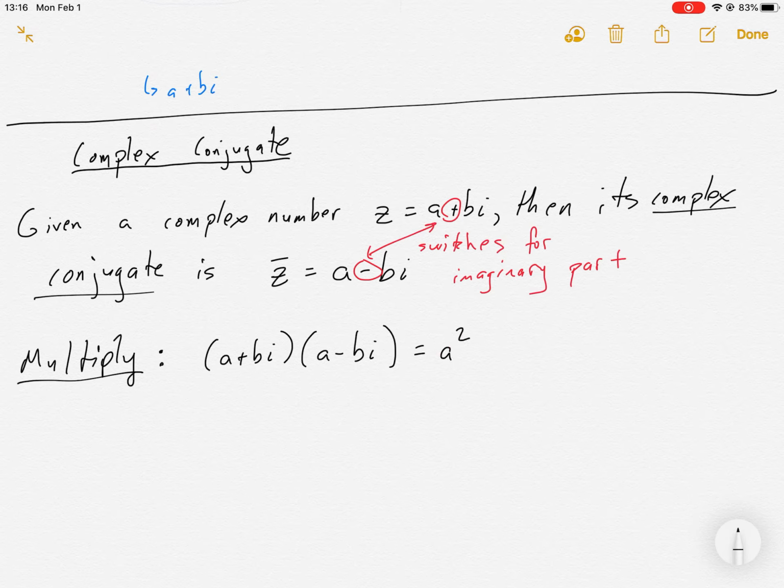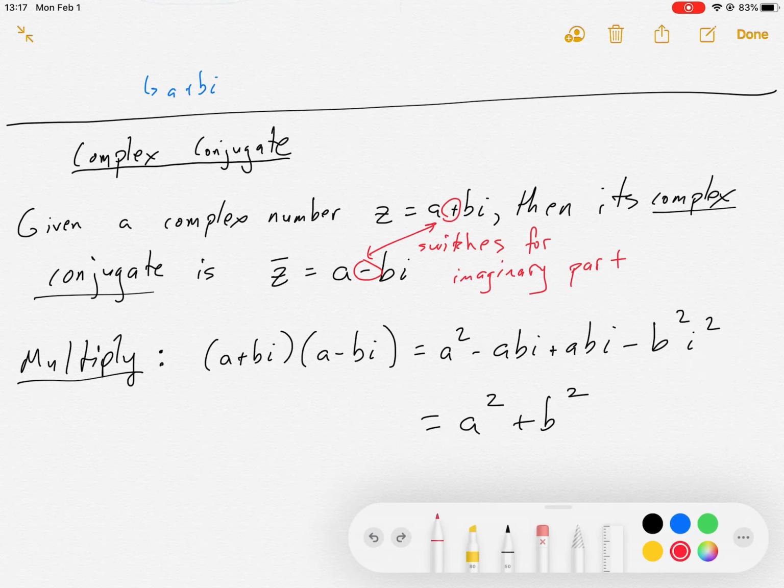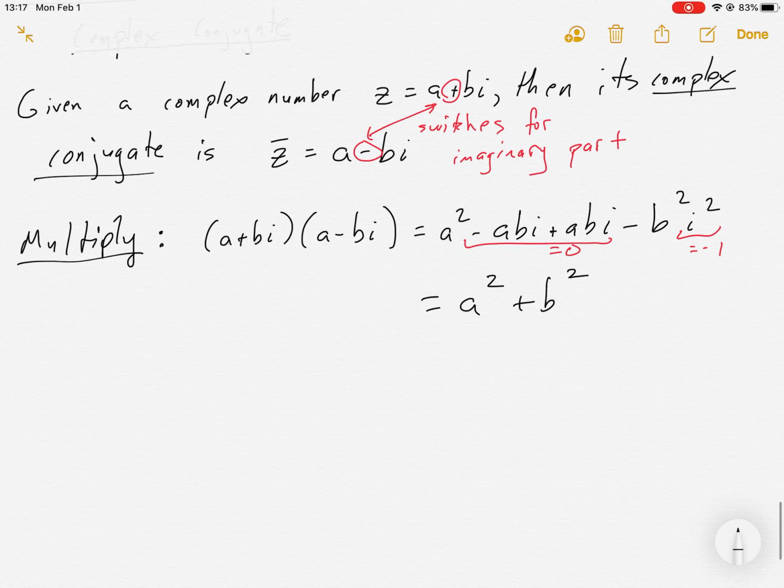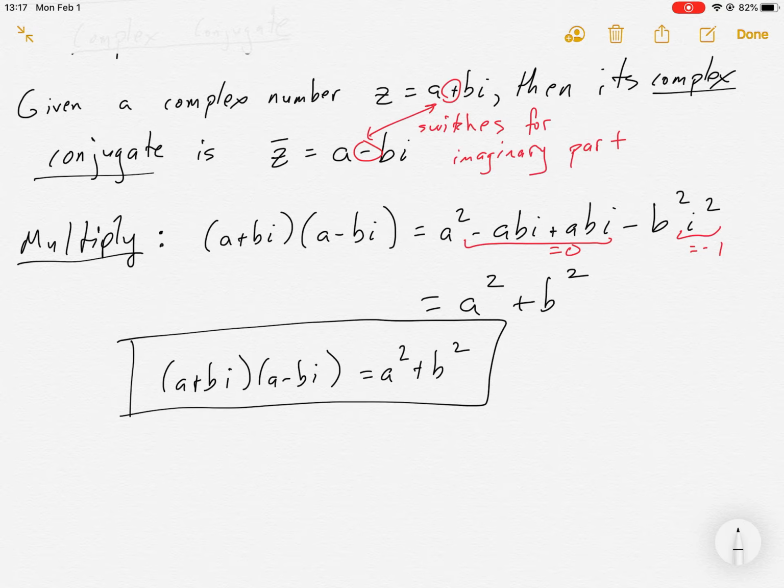Notice that we would end up with a squared minus abi plus abi, so those will cancel. And then we get minus b squared i squared, which actually ends up giving me a squared plus b squared, because the i squared is -1. Let's go ahead and color code this a little bit. So the i squared equals -1. This middle part equals 0, and so I'm left with a squared plus b squared. Now, this is a formula you might want to actually have written down. So if you multiply a number by its complex conjugate, you can just square a and b and then add them together.